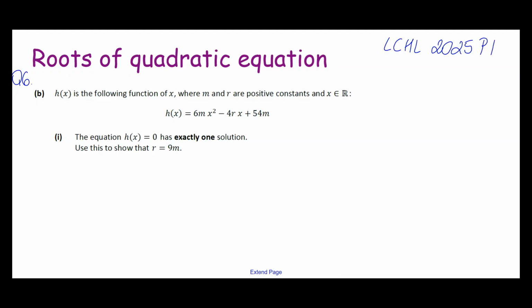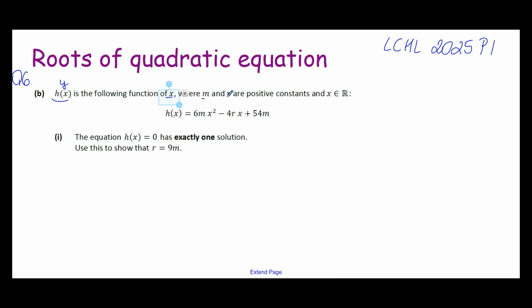Quadratic equation and the roots of quadratic equation, a very common topic on your exam. Let's have a look. h of x is the following function of x. So h is the name of the function that's referring to y, and the function of x, meaning this is my independent variable.